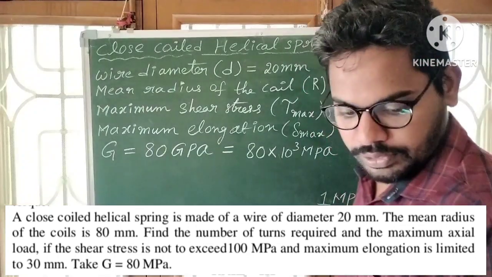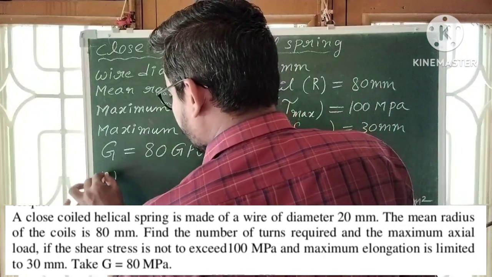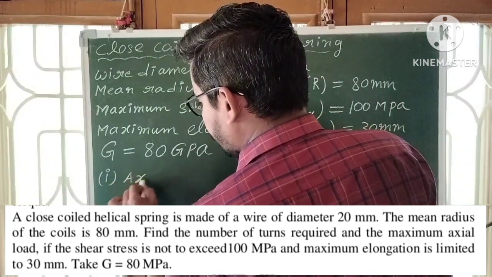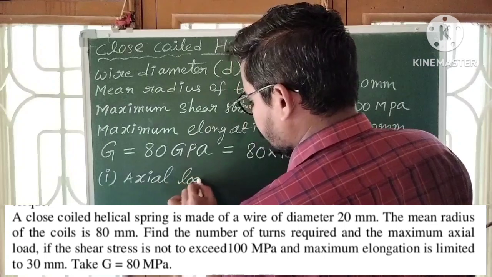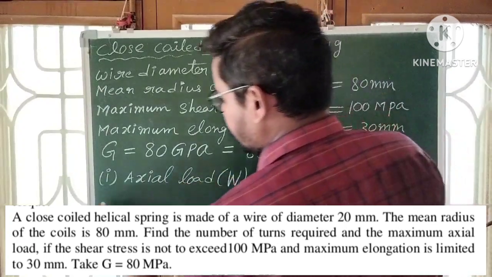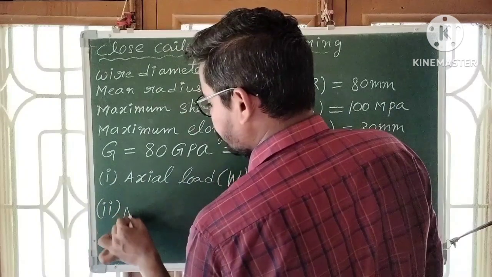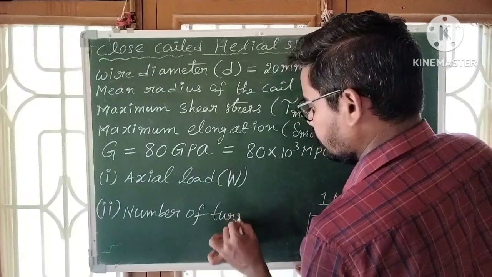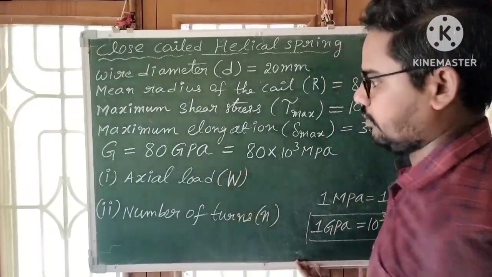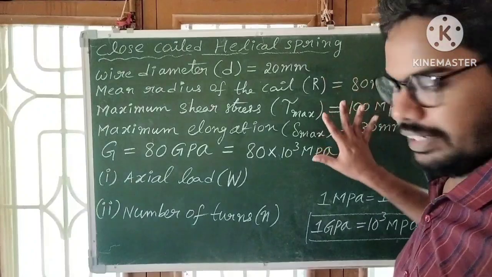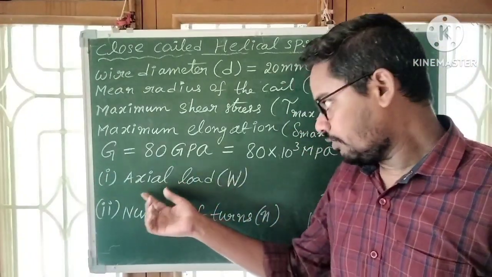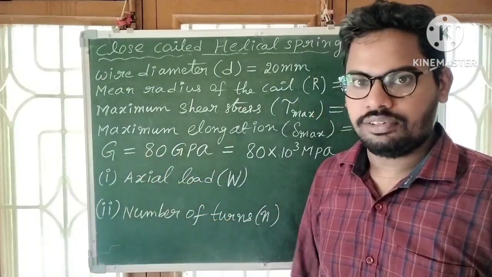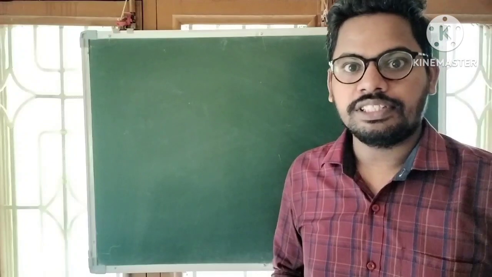So we need two things here. The first thing is maximum axial load, denoted by capital W. Next we need number of turns, denoted by small n. This is the given data. Based on this given data, we have to find axial load and number of turns. So first let us find axial load.